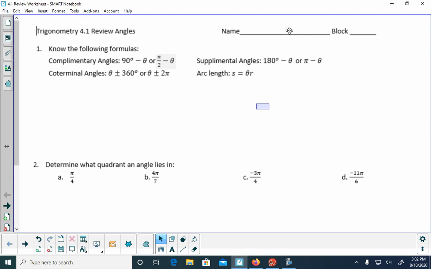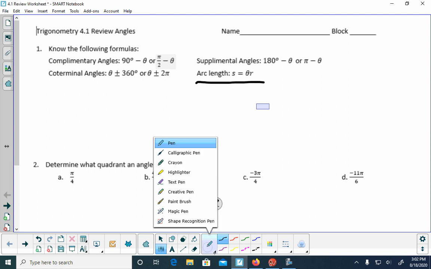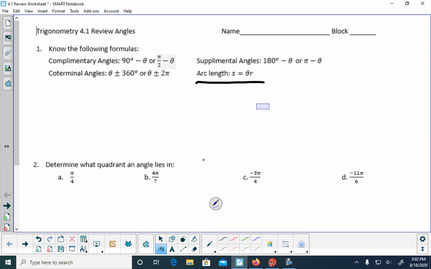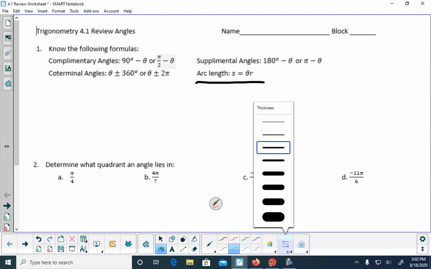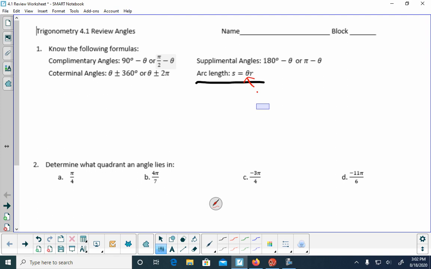And the last formula is probably the only one that might be new or challenging, the one with the arc length. S stands for the arc length, and it is equal to the angle times the radius. Remember, when you're using this formula, this angle has to be in radians. So if it gives it to you in degrees, you have to change it to radians first. All right, so let's start going over some of the examples.